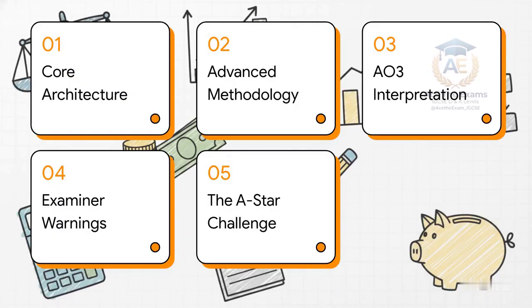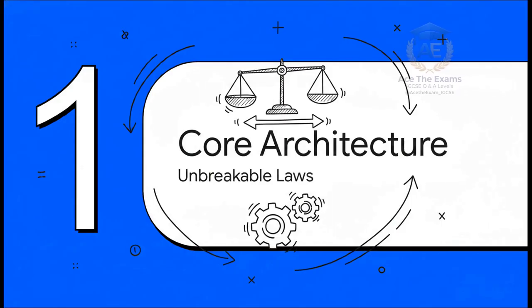Okay, let's dive into this. Here's our highly structured roadmap to get you there. 1. Core architecture and principles, and 2. Advanced technical methodology. Then it's on to 3. AO3 interpretation and ratios, 4. Examiner warnings and pitfalls, and we'll wrap up with 5. The A-star challenge. Subject Specialist, Section 1, Core Architecture and Principles, Establishing the Unbreakable Laws of Business.